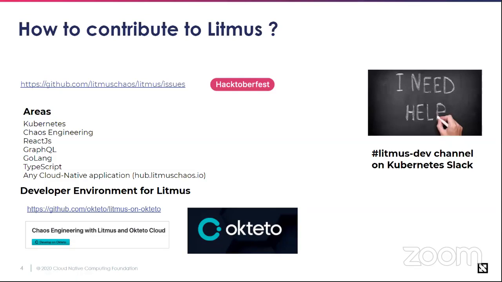So if you have contributed to them, then obviously there are a lot of chaos experiments to contribute to on hub.litmuschaos.io. That's the ChaosHub. And if you want to start using Litmus, then Okteto is the place to deploy Litmus. You just have to check out Litmus on Okteto, and that's where you can start off deploying Litmus and test Kubernetes resiliency.